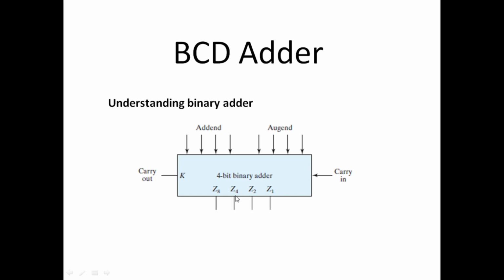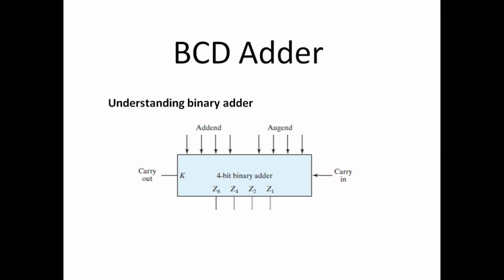Variable, any variable can be used. Okay, so this binary adder takes two 4-bit binary numbers and an input carry, and results in a 4-bit sum and an output carry. So this is how a binary adder looks like.